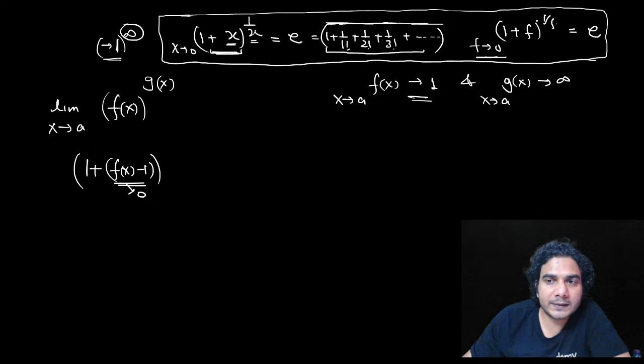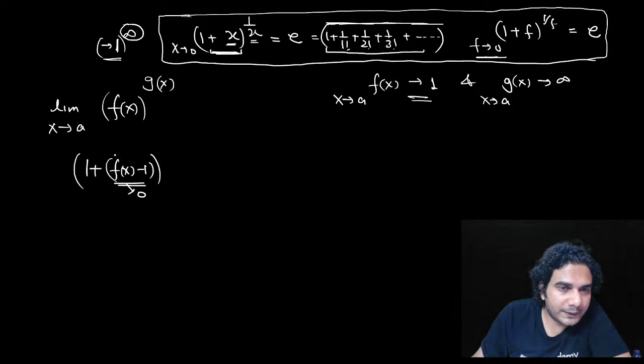then it should be (1 plus f) raised to 1 upon f. Then we can write e, (1 plus f) raised to 1 upon f. It should not be g, it should not be any other function, it should be f, 1 upon f only. So here your f, or your x which is approaching 0, is f(x) minus 1. This is your x.